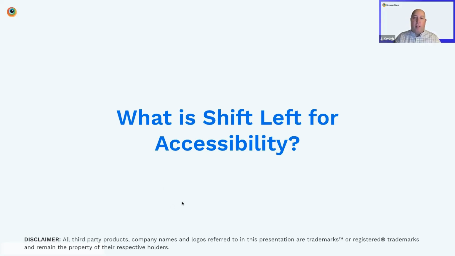So the idea of shifting left is moving accessibility, and the priorities, definitions and requirements for accessibility, earlier in that process, and testing much earlier, to hopefully head off many of those accessibility issues that would more traditionally be caught in the QA or testing stage of the software development lifecycle. So that's basically what the idea of shifting left is.